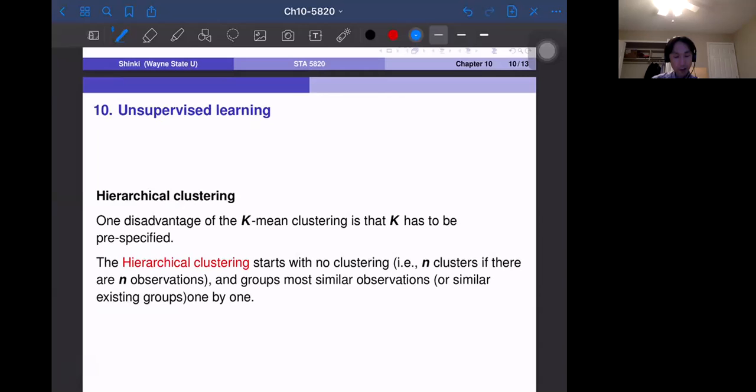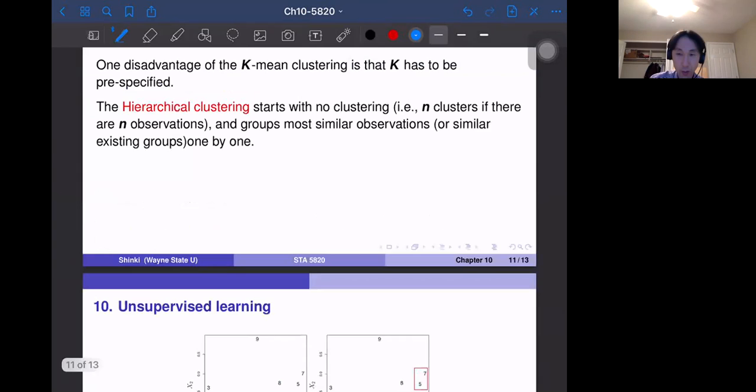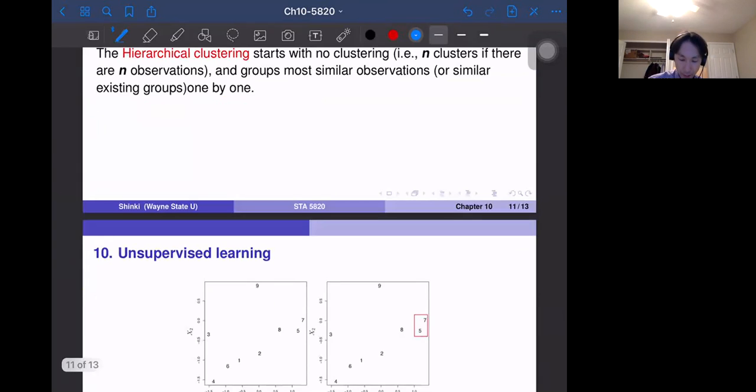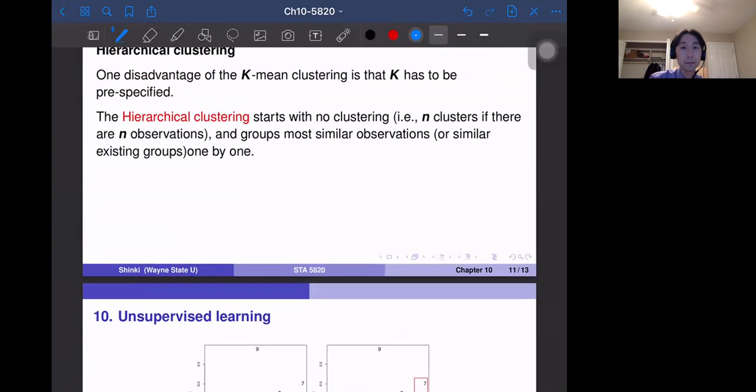One disadvantage of k-means clustering is that k has to be pre-specified, but usually we don't know how many clusters there are in the original data set. Hierarchical clustering does not have that assumption. We can see it later, but we can consider all possibilities: 2 clusters, 3 clusters. We consider all possibilities for the number of clusters.